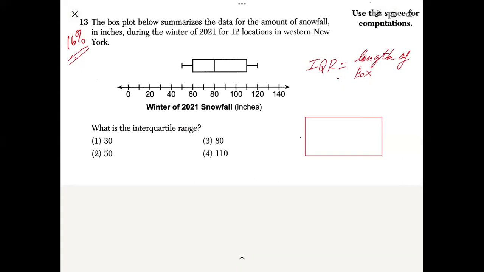We didn't do very well on this question. Only 16% of the students got it right. I know we went over interquartile range, but we didn't hit it very hard. And this is my bad.